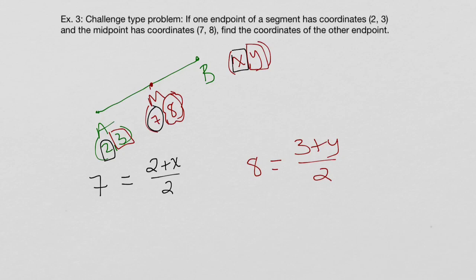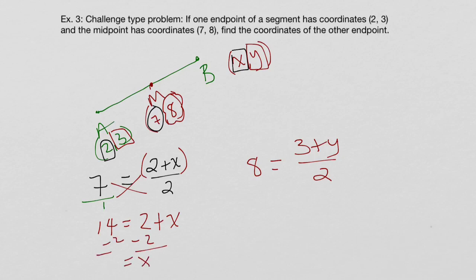Now you've got 2 ratios set equal to each other. You could cross multiply, for instance. So 7 times 2 is 14. That equals 2 plus x. To solve that, we're going to subtract 2 from both sides, and we get x equals 12. Doing the same thing over here, cross multiply, we get 8 times 2 is 16, and 3 plus y times 1 is 3 plus y. We're now going to subtract 3, and we get y equals 13.